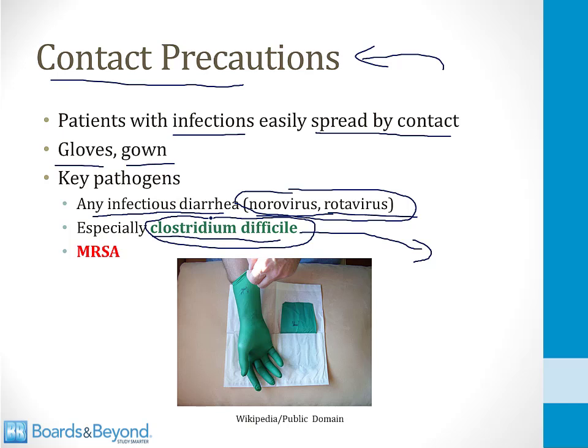And then finally, you'll often see contact precautions instituted for patients with MRSA infections. Methicillin-resistant Staph aureus is present on the skin and in the nasal passages. And if a patient develops an infection with this, it can be spread around to other patients, and you can see an outbreak of antibiotic-resistant Staph aureus infections in the hospital.